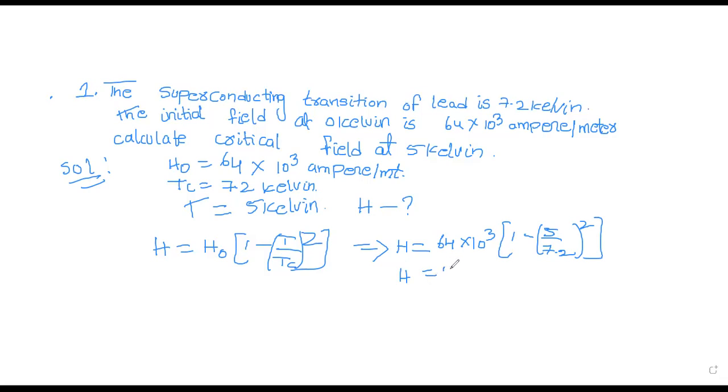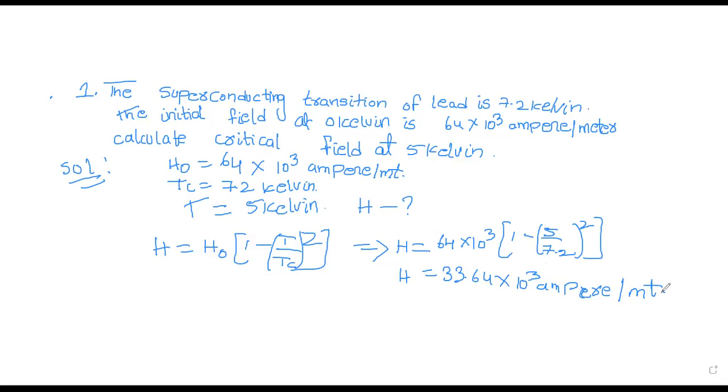When you do this with the calculator, the value is 33.64 into 10 to the power of 3 ampere per meter. This is what we will get, a very simple numerical. So now we just started today's numerical.